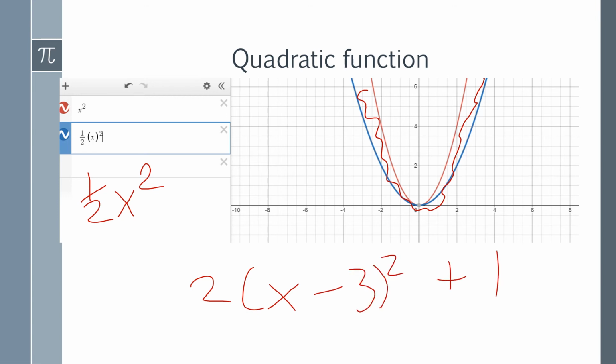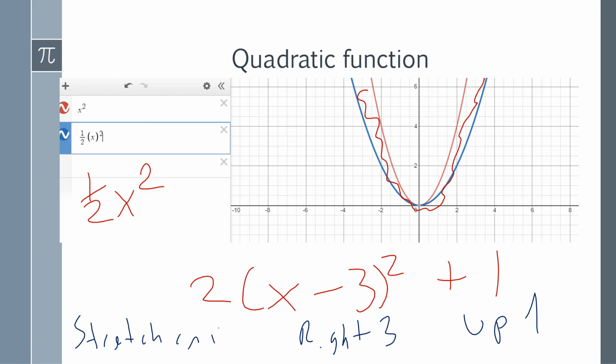I want you to describe that transformation for me. So it went up 1, it went right 3, and stretch on y by 2. And if it stretches, because it's a whole number, that means that it's thin, because you're pulling it, you're stretching it. All right.